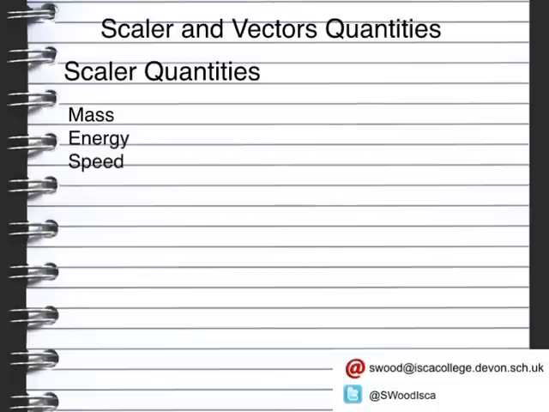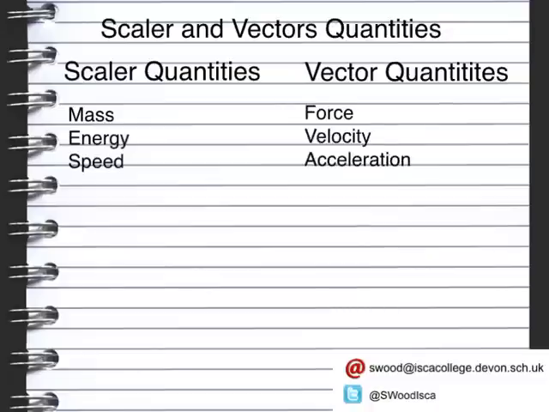Whereas if we look at vector quantities, these have another factor that affects them, such as the direction in which they are going. For example, force, it could be something like gravity or upthrust, which have a direction involved. Velocity, which is related to speed, but also has a direction. And of course acceleration, which means that you need to rely on the direction to see whether you are accelerating or not.